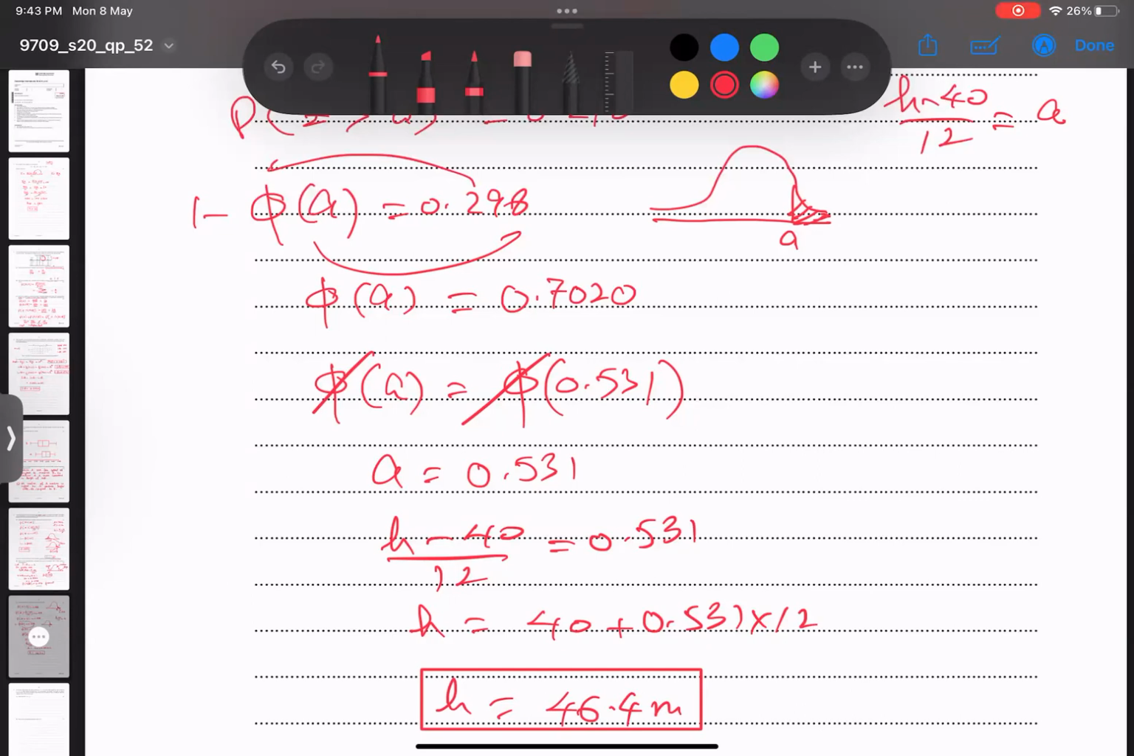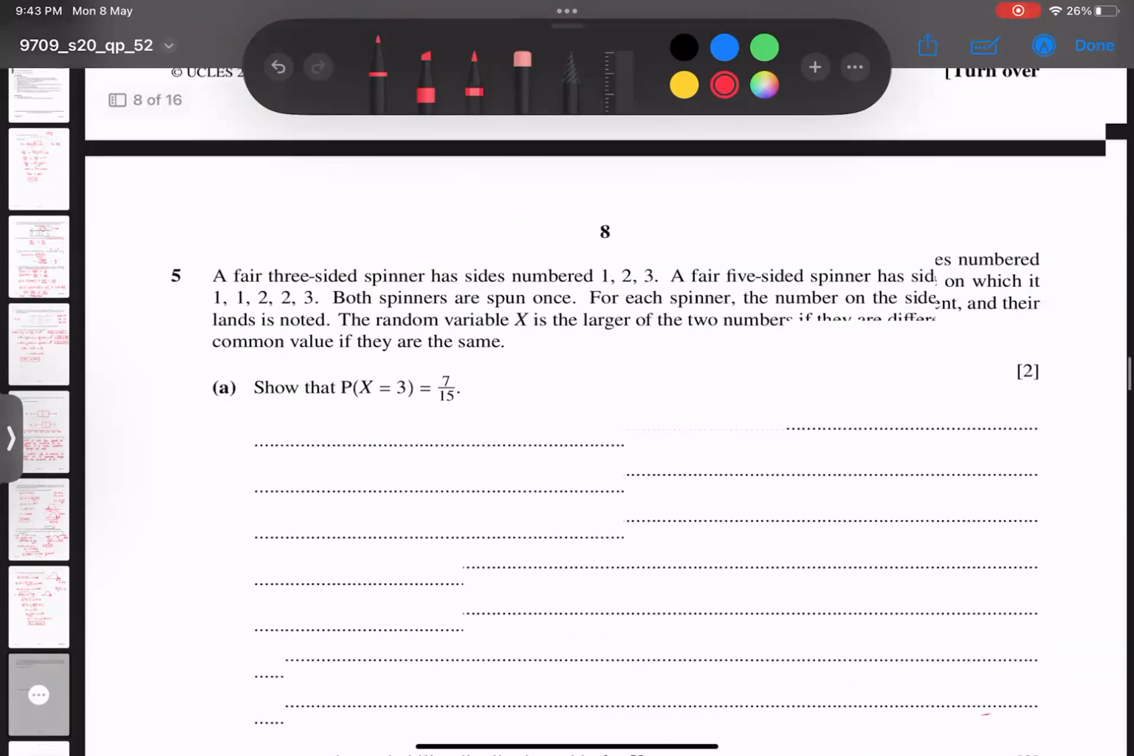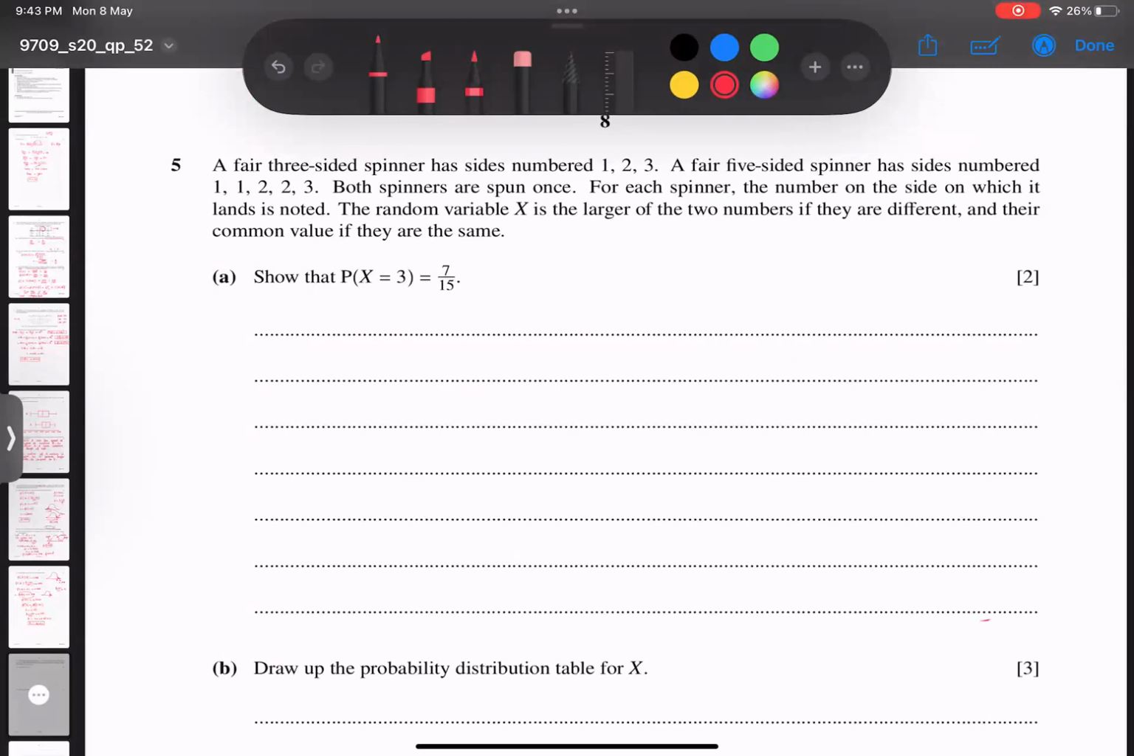Okay, I hope the concept is very, very clear. And let's go for the next question. What is the next question we have, students? A fair three-sided spinner has sides 1, 2, 3, and a fair five-sided spinner has sides numbered 1, 1, 2, 2, 3. Both spinners are spun once. For each spinner, the number on the side on which it lands is noted down. Then random variable x is the larger of the two numbers. We will consider the larger number if they are different, and if they are the same, we consider the same score. So have a look here.